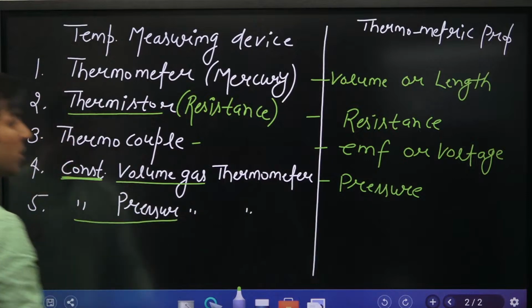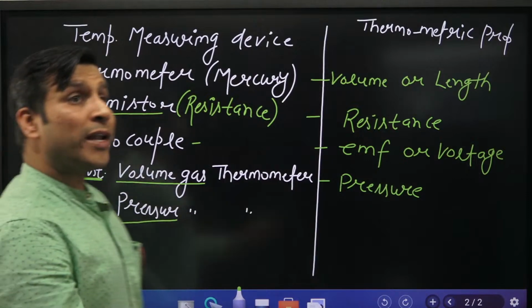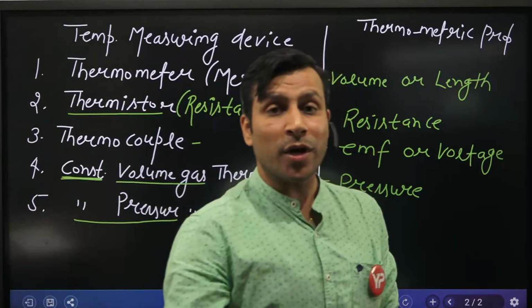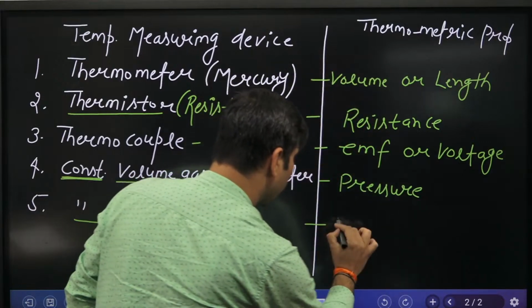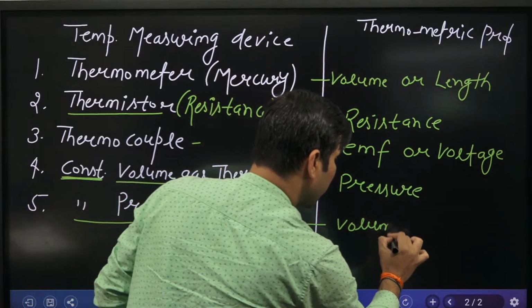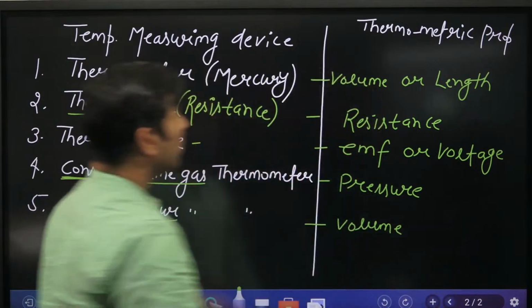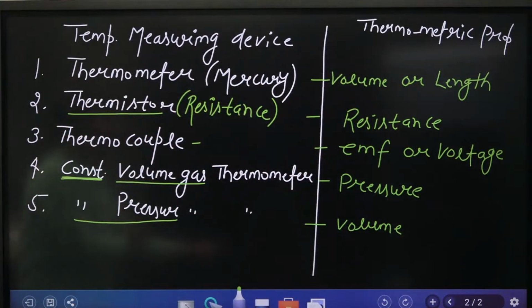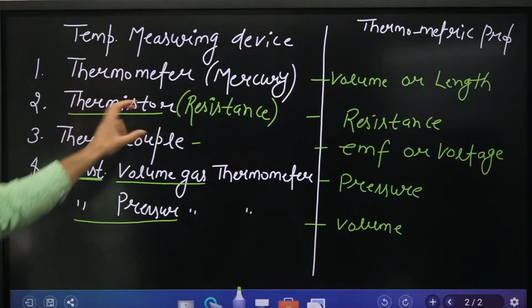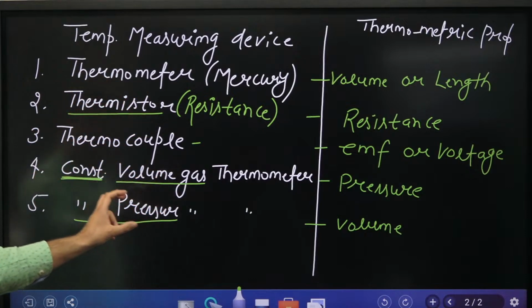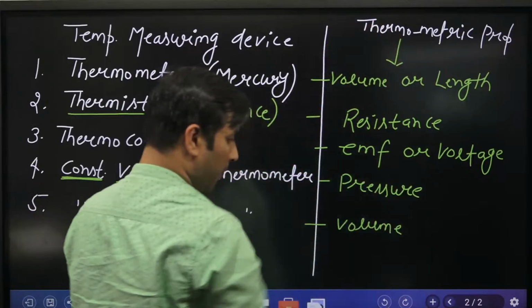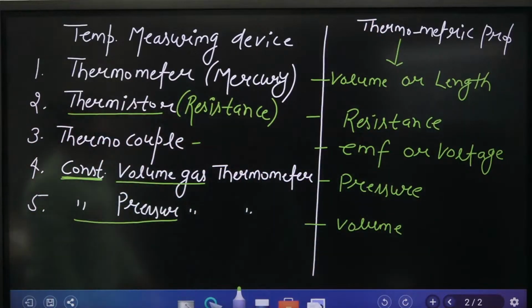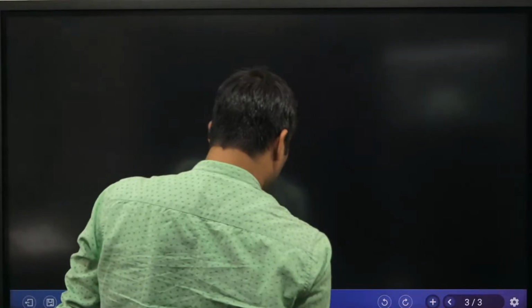Similarly, for a constant pressure gas thermometer, you are keeping pressure constant, so what are you measuring? You are measuring the change in volume. So volume is the thermometric property. वॉल्यूम क्या हो जाएगी आपकी? थर्मामेट्रिक प्रॉपर्टी. So the first thing you need to remember: for each type of thermometer, like thermistor, thermocouple, constant volume gas thermometer, what is the thermometric property? That's the first thing you need to remember. Let me move to the second part, and that is more interesting.